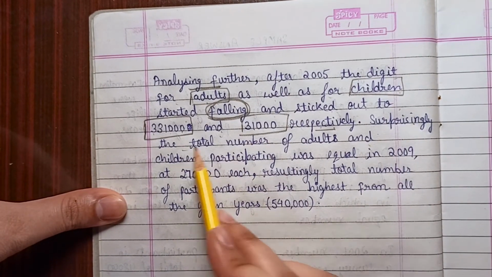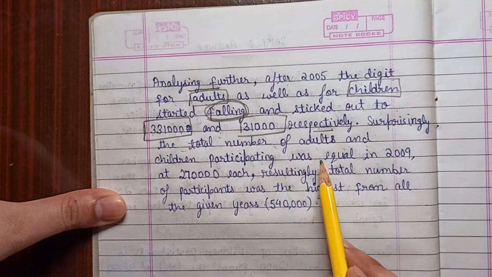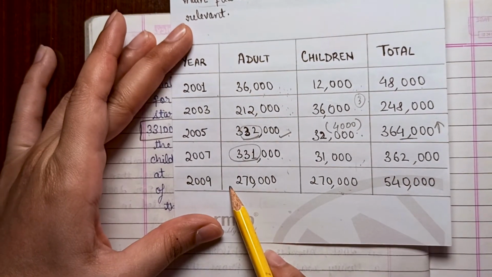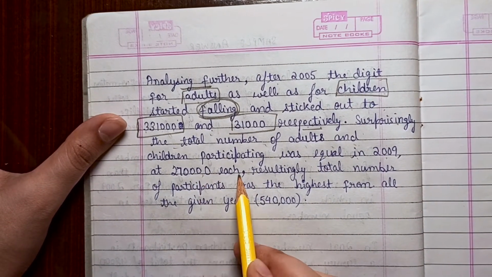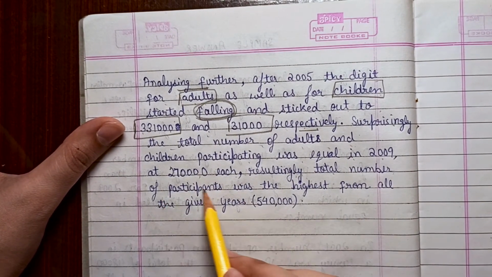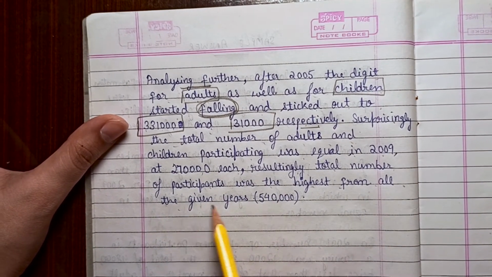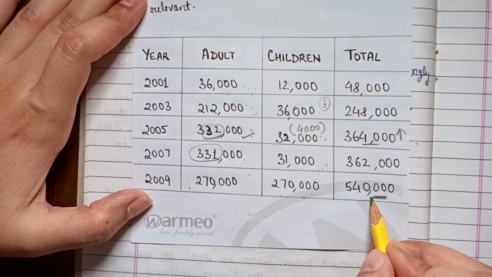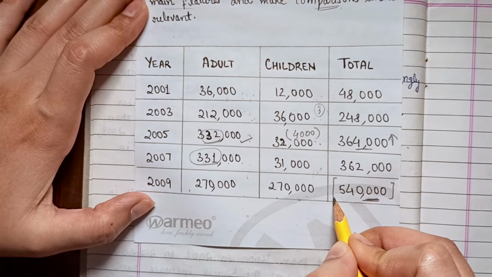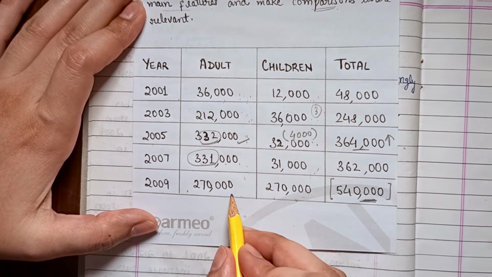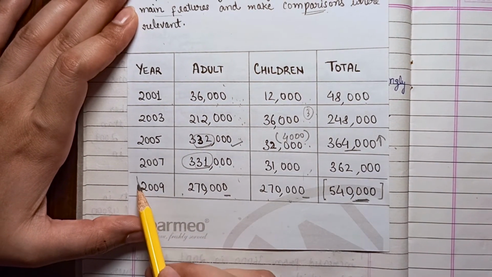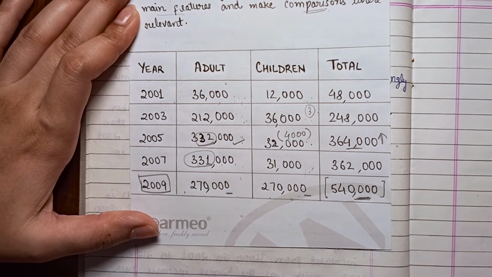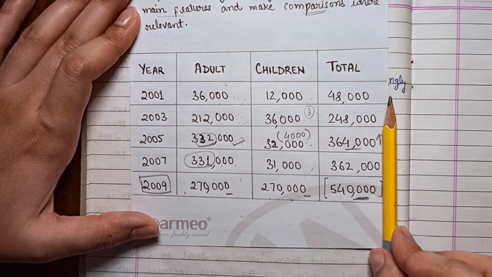Surprisingly, the total number of adults and children participating was equal in 2009. As you can see here, it is equal in 2009 at 2,70,000 each. Resultingly, the total number of participants was the highest from all the given years. So you can see here this is the highest number of participants, by having an equal number of participants from adults as well as from children in this year. So by this we have compared adults, children as well as the total provided to us.